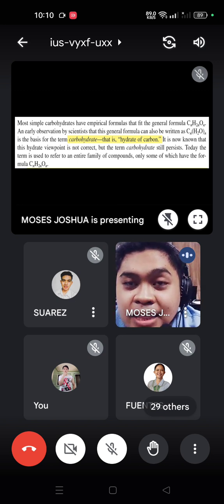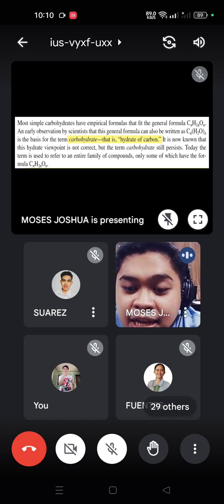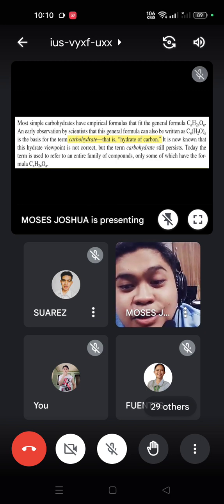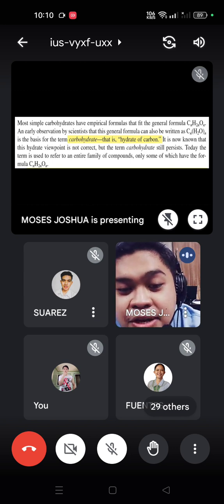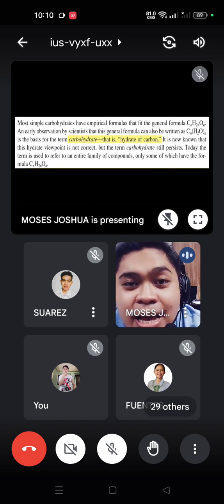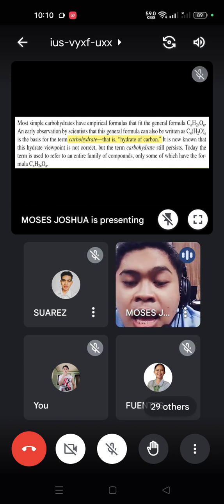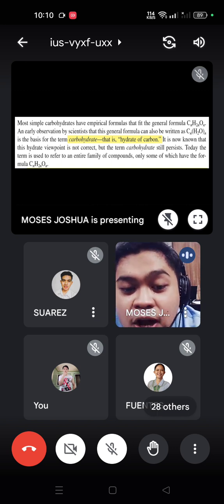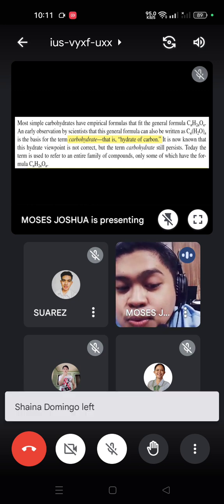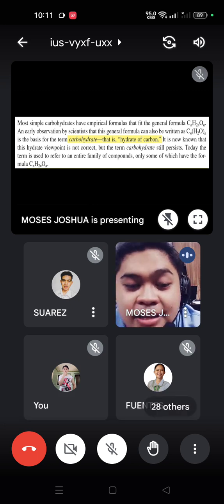Even if the perceived name of carbohydrate as hydrate of carbon does not totally describe the carbohydrate, the name carbohydrate continued to be used. Today, the term is used to refer to an entire family of compounds or polymers, particularly those having carbon, hydrogen, and oxygen, and only some of which have the formula CnH2nOn.